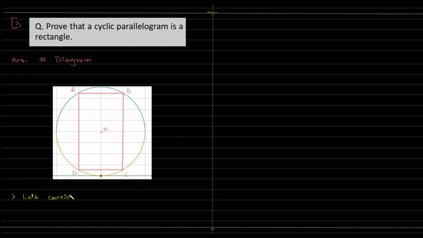Let's consider a circle with center O. Let ABCD be the cyclic parallelogram. Now, what is it that we need to prove? We need to prove that ABCD is a rectangle.